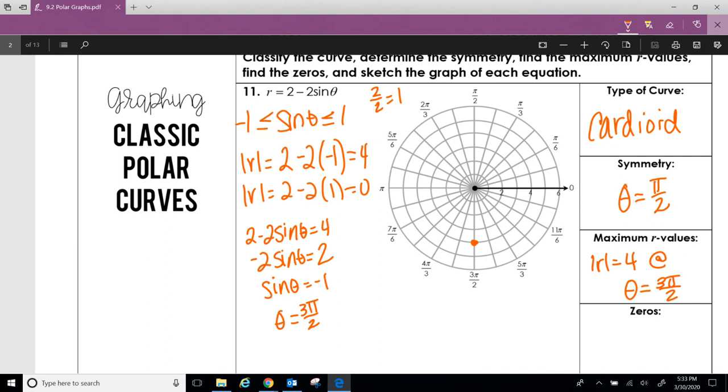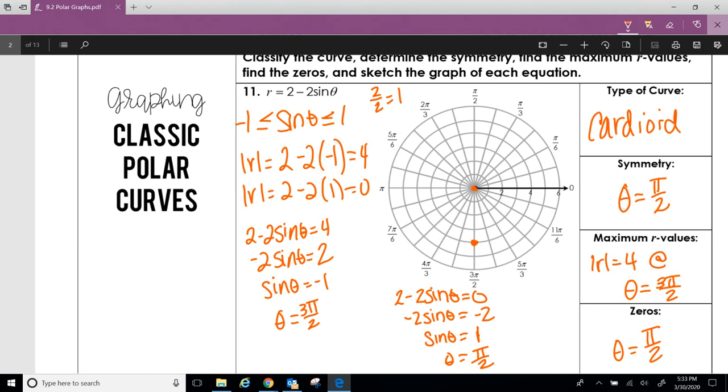All right, and the last thing I'm going to look for are my zeros. So when is my r value 0? We're going to subtract 2. I get -2 sine theta equals 0 minus 2, which would be -2. Dividing by that -2, I get sine theta is equal to -2 divided by -2, which is 1. Sine theta is 1 when we are at pi over 2. So my zeros are at theta is equal to pi over 2. At pi over 2, we're at 0.